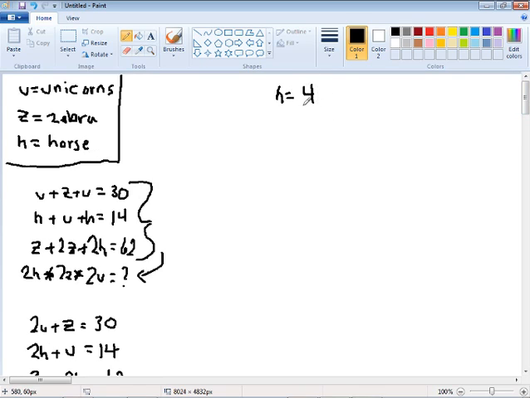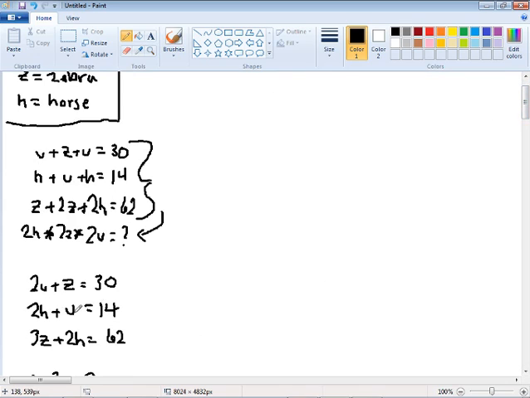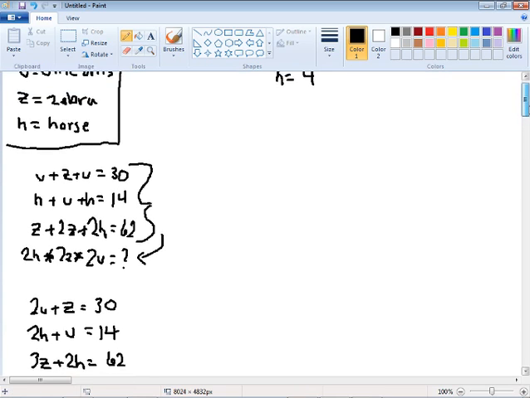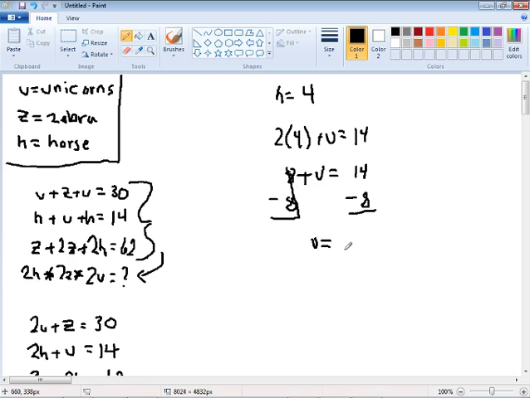Now that I know what H is, I can go back over here and replace it into one of my equations. So let's look at this one. I have 2H plus U is equal to 14. Well, I know H is 4, so all I really have to do is say 2 times 4 plus U is equal to 14. 8 plus U is equal to 14. Subtract 8 from both sides. U is going to be equal to 6. So U is equal to 6.